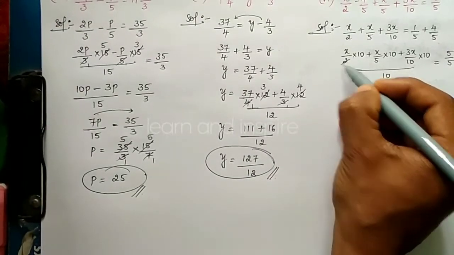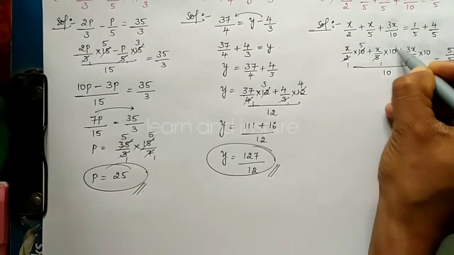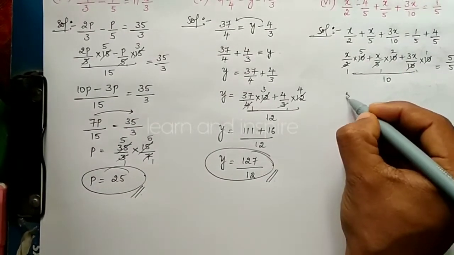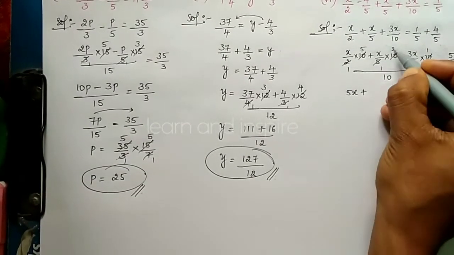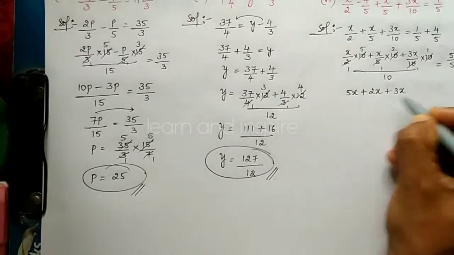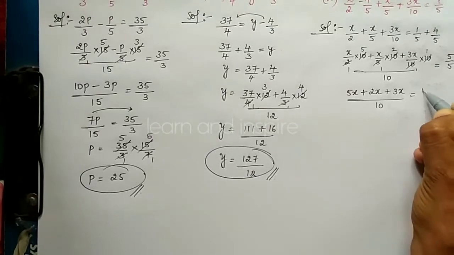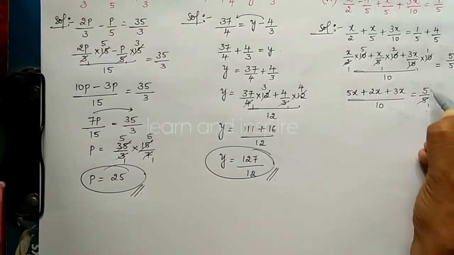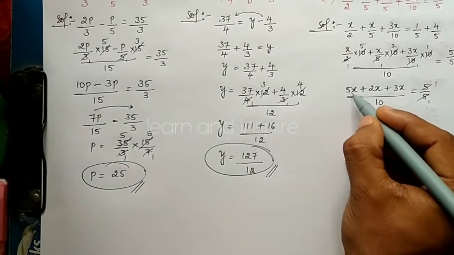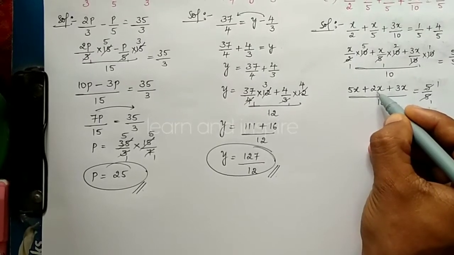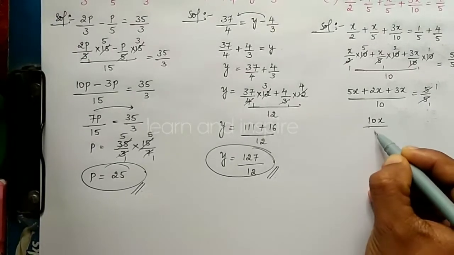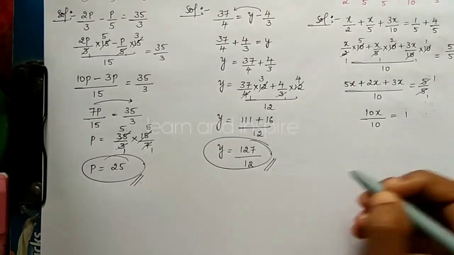Now we cancel this. 2 5s are 10, so 5 into x is 5x, plus 2 into x is 2x, plus 3x into 1 is 3x, divided by 10, which is equal to 5 by 5. 5 by 5 is nothing but 1. Now adding these terms, 5x plus 2x is 7x, 7x plus 3x is 10x. 10x by 10 is equal to 1.